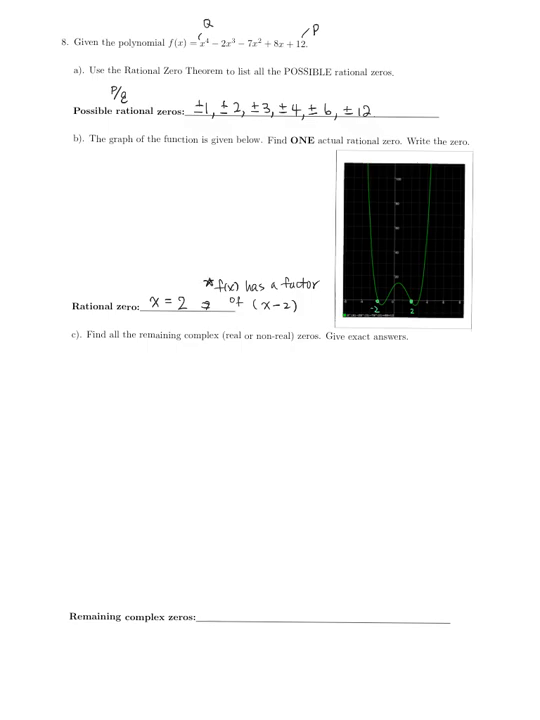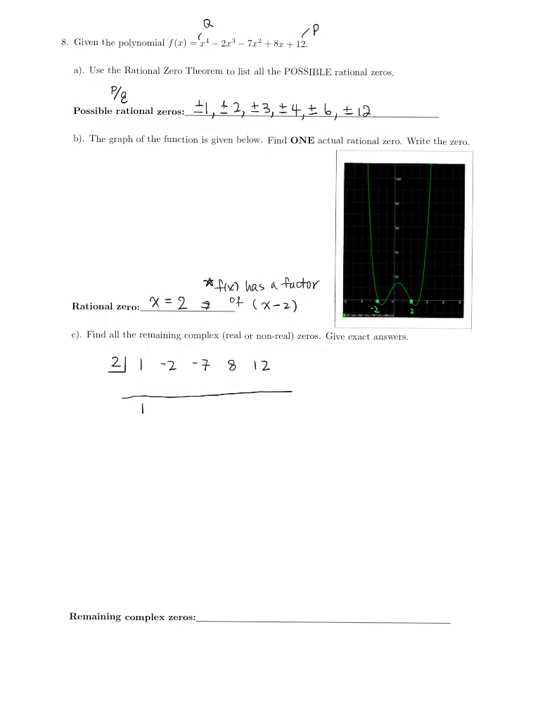Keep that in mind. Now find all the remaining complex, real or non-real zeros. Give exact answers. Since f of x has a factor of x minus 2, you should be able to divide the entire f of x by x minus 2, and the remainder should be 0. So let's get to work on that. I'm going to use synthetic division. I'll write 2, and then what's our f of x? The leading coefficient on x to the fourth is 1, negative 2, negative 7, 8, and 12.